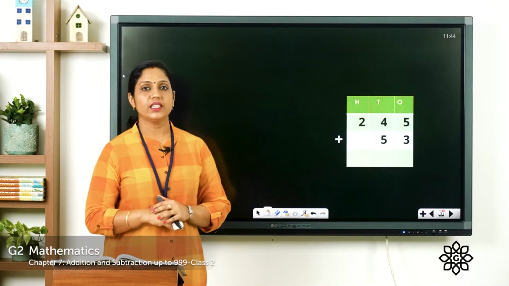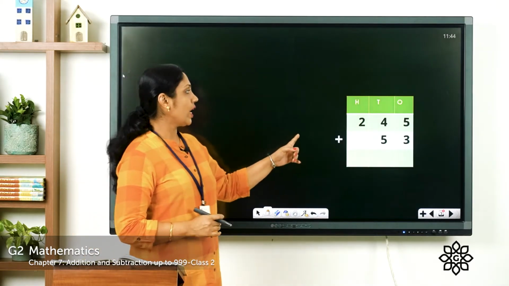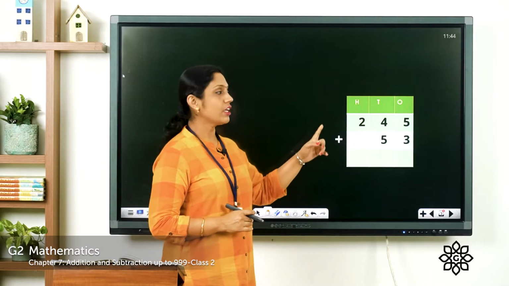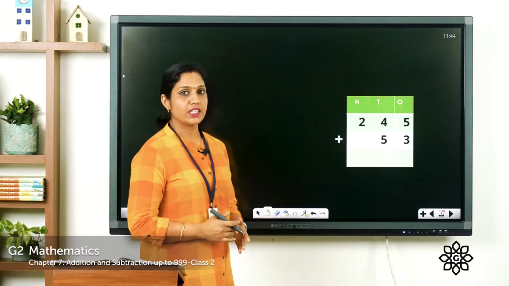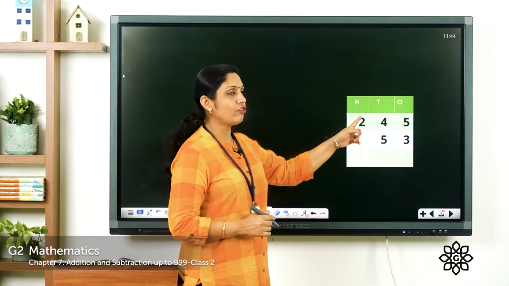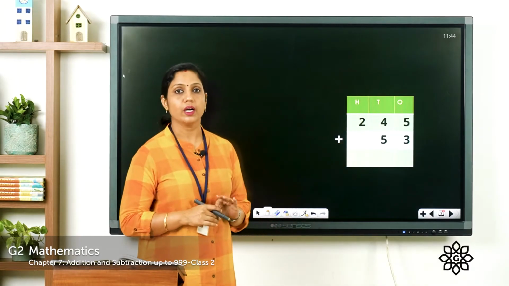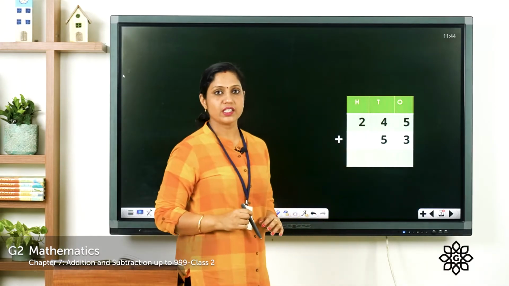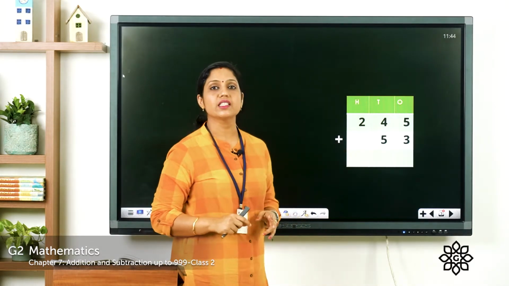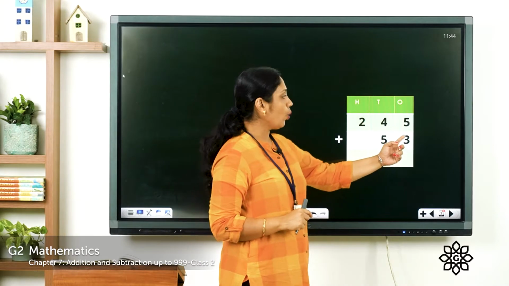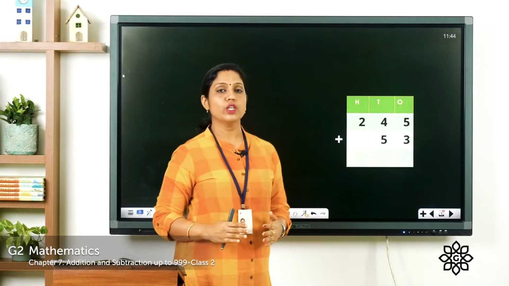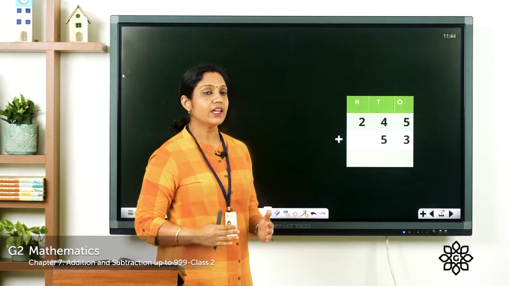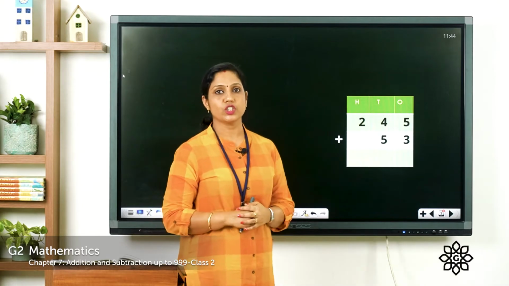So let's look at this number. We have 245 plus 53. In this you can see that the number 245 is a 3-digit number because it's having ones, tens and hundreds. And look at the number 53, it is a 2-digit number. It's having ones and tens. So we are going to learn how we have to add a 3-digit number with a 2-digit number.